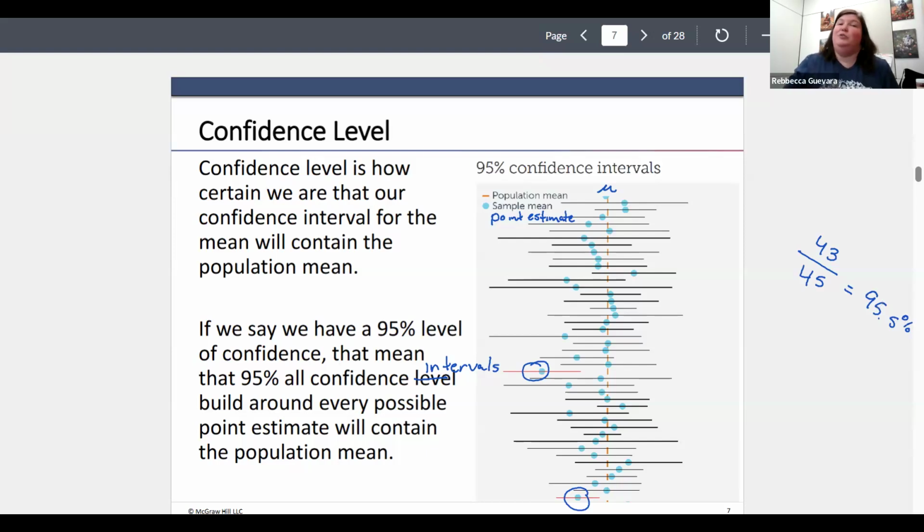And that's what we're trying to do here, we're just trying to make a good guess of where that population mean exists. Most of these are good cases. And then we have this one. This one's going to completely miss what the population mean is. But generally it should happen.